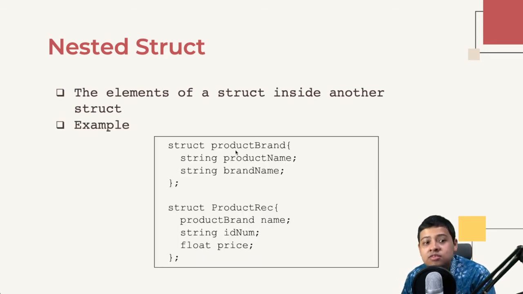So we have one struct called the product brand. The product brand has its product name and then the brand name, and we have here the product record. The product record will consist of a product brand, which is the struct over here, and then the ID number and then the float price. And then this is totally fine.